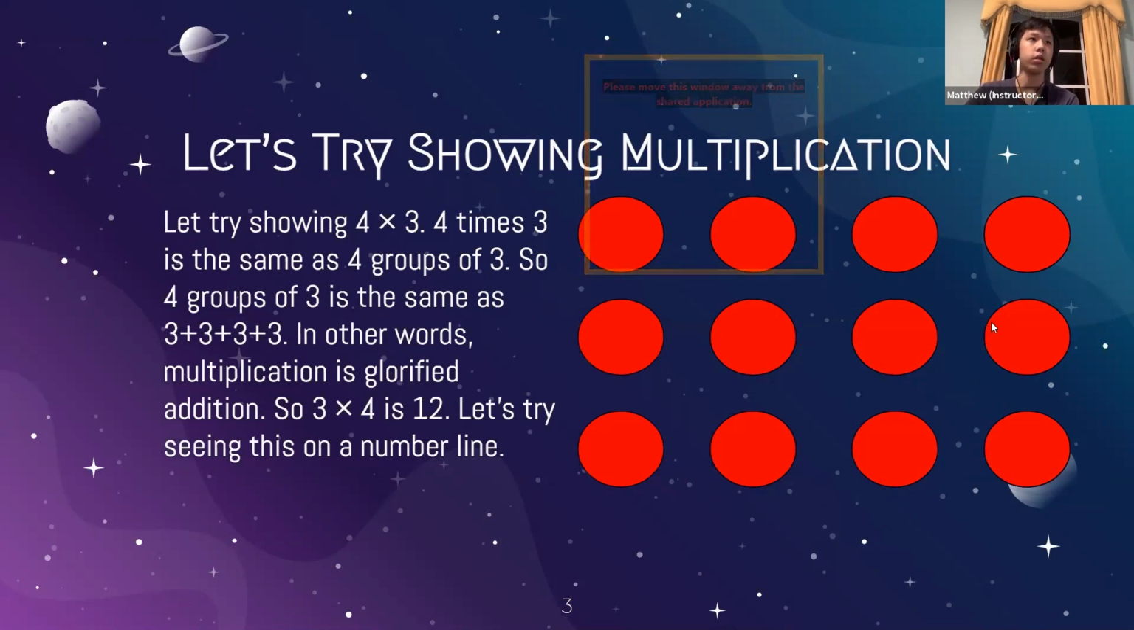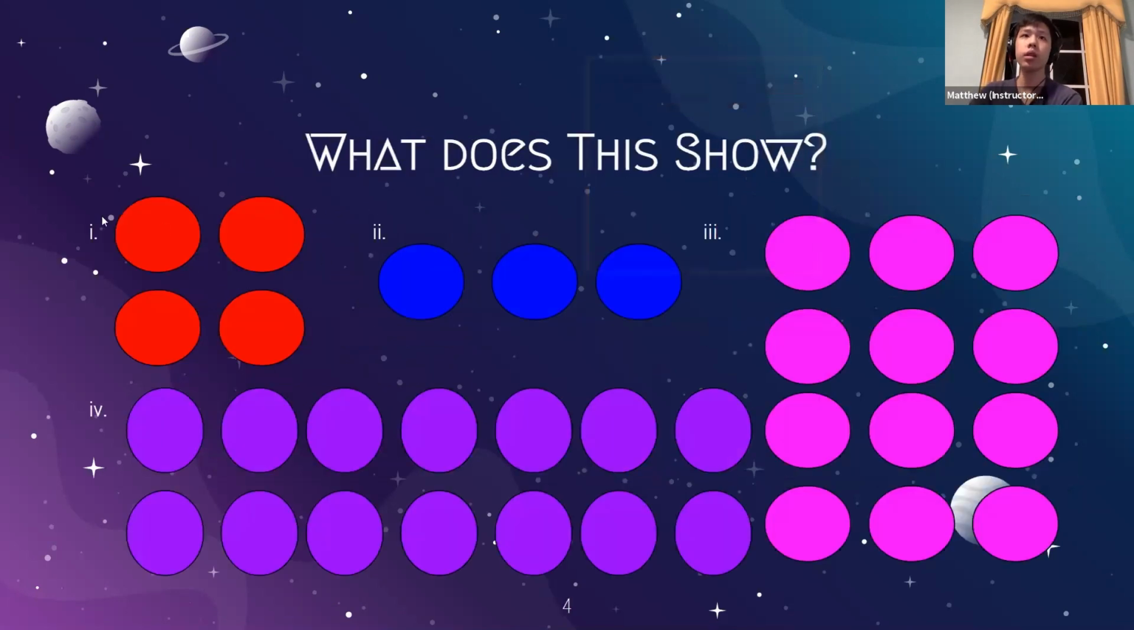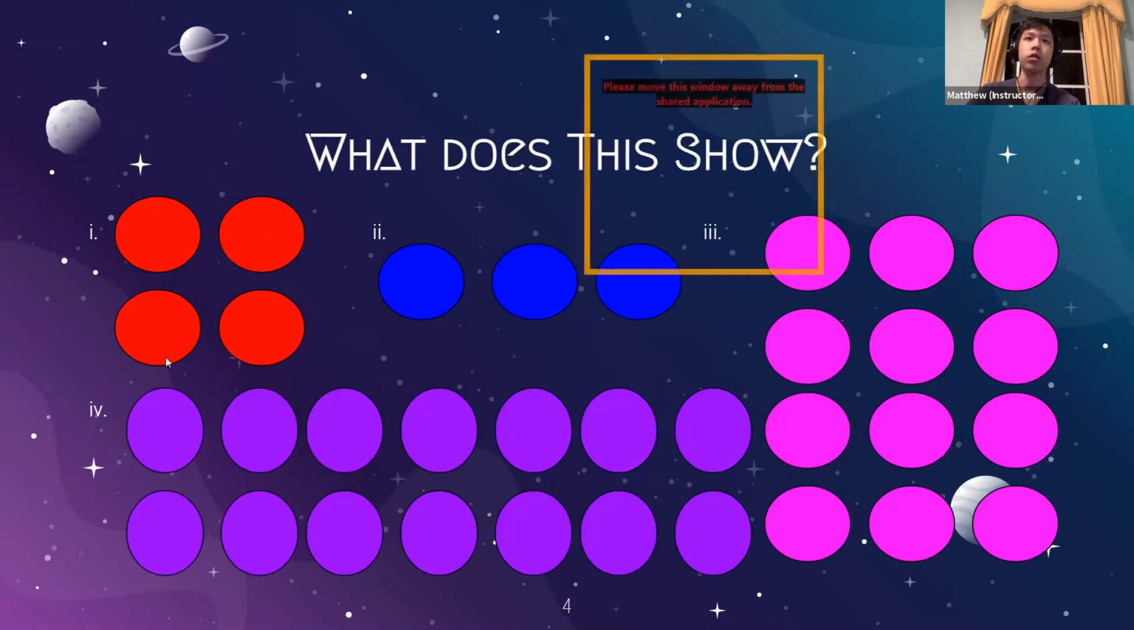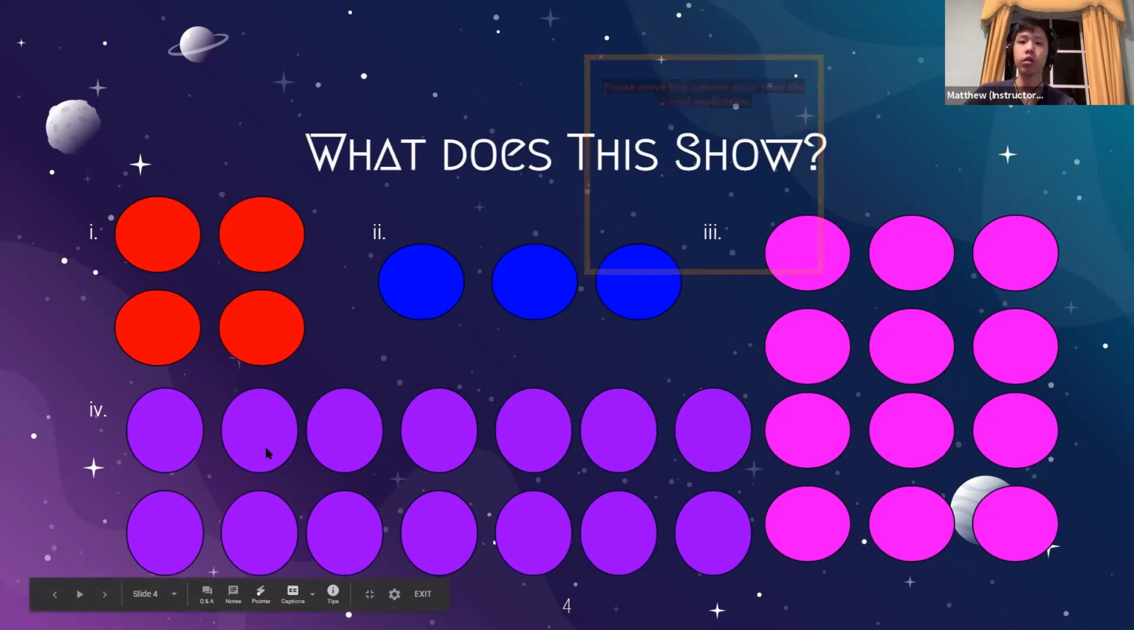So what about showing this on a number line? This is 2 times 2, or 2 groups of 2, so 4. This is the same as 3 times 1, or 3. You can count that in all. This is 1, 2, 3, 4, 5, 6, 7, and 1, 2. This is the same as 7 times 2. You can count them all and it'll be 14, or 7 groups of 2, or 2 groups of 7, depending on how you look at it.